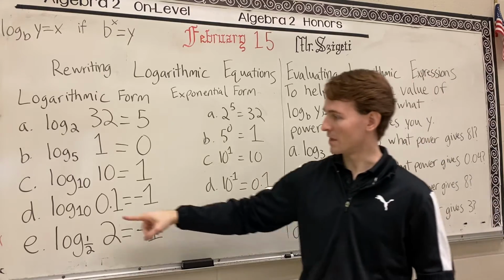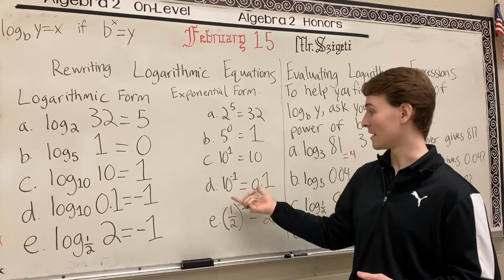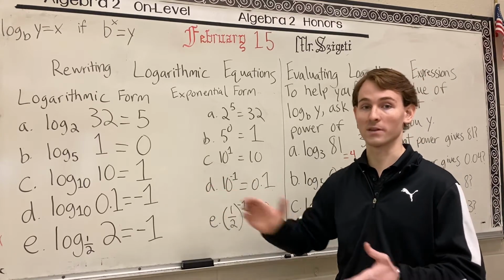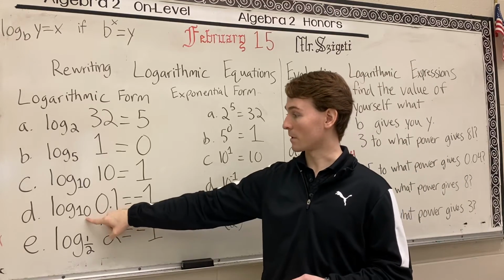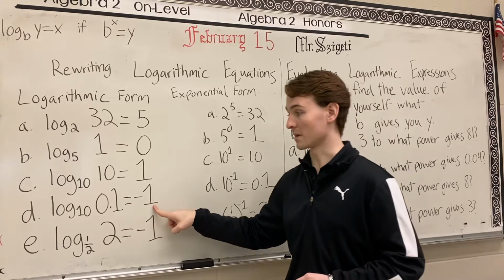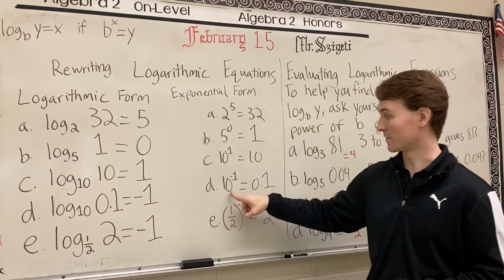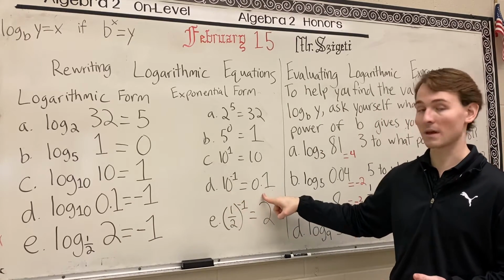So now, if your base is greater than your argument, then you're going to have a negative result if you evaluate your logarithmic equation. So what we got here, log base 10 of 0.1 is equal to negative 1, because in order to go from 10 over 1 to 1/10, you have to do something to the negative power. So 10 to the negative 1 gives us 0.1.